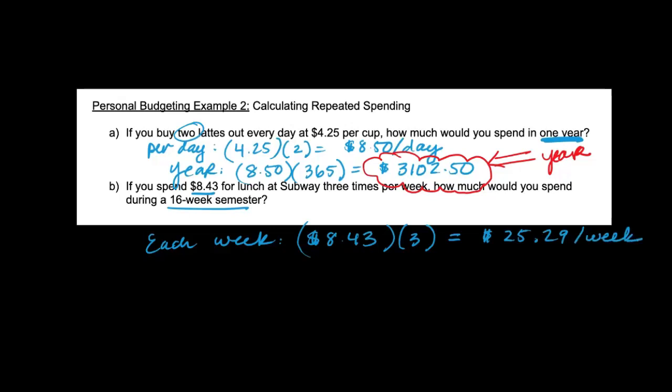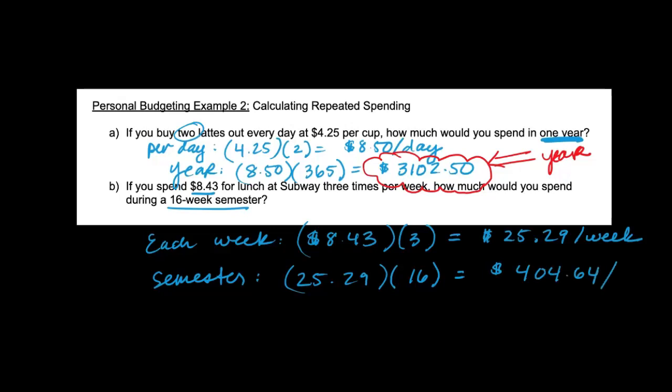And then if it's a 16-week semester, so for the entire semester, I'm going to take my weekly cost, $25.29, and multiply it by the number of weeks I'm in school. And so we multiply those two numbers, we end up getting $404.64 per the whole semester.